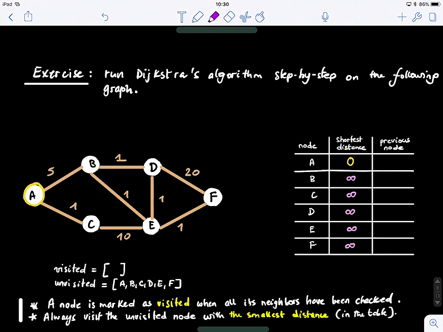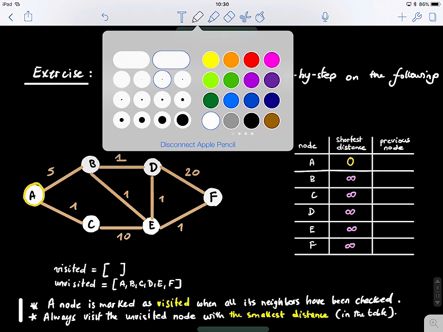So I will start it with you a little bit, and then you guys can keep it on. So if I do, so this is node A.